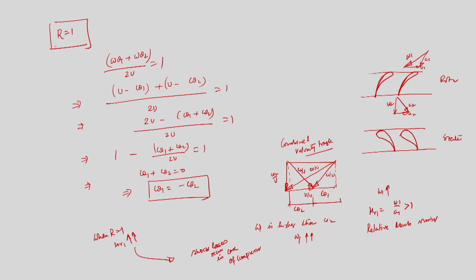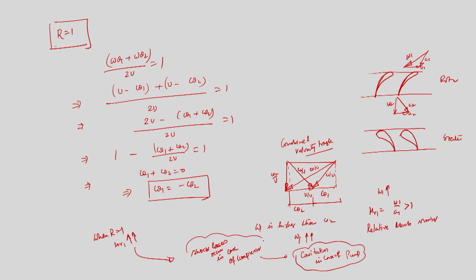So, we have seen that for degree of reaction 1, the velocity triangle will change in such a way that the relative velocity at the inlet will be higher, and it will lead to a higher value of relative Mach number, that it will create shock losses in case of a compressor, or it will lead to cavitation in case of a pump. So, this is very important.